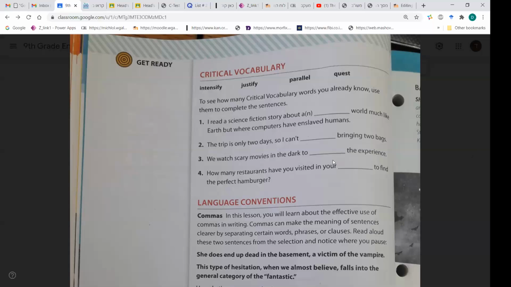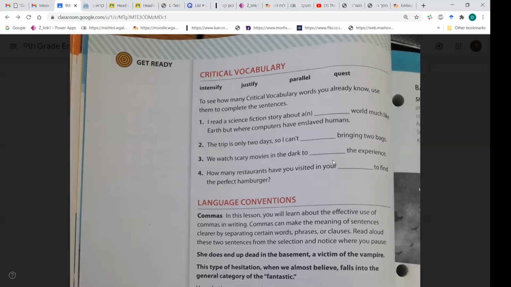We watch scary movies in the dark to intensify the experience. Intensify. I want to be scared. Yes, so let's turn out the lights and then we'll be really scared. Okay, it's like we want to have fun being scared, so let's turn out the lights.